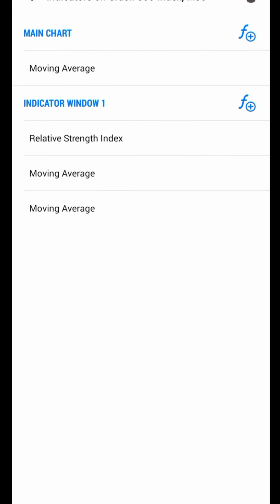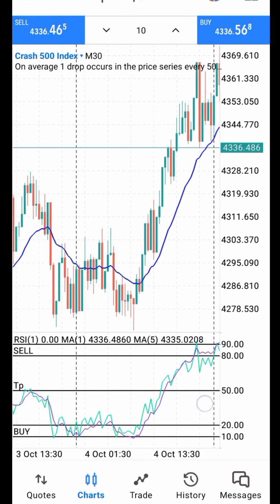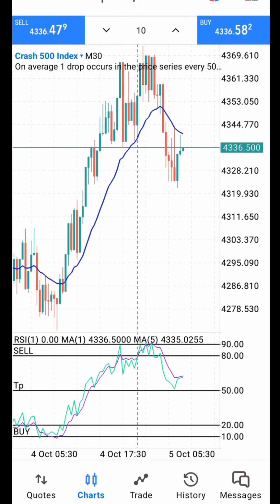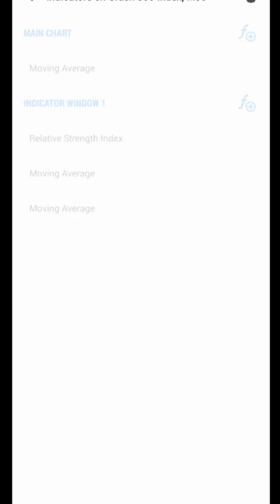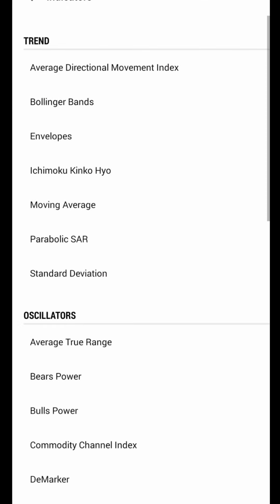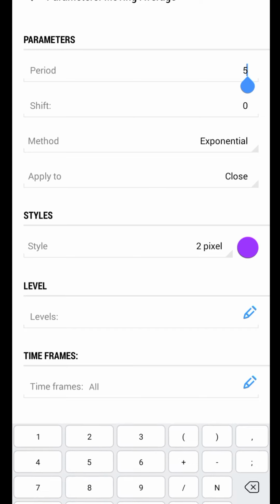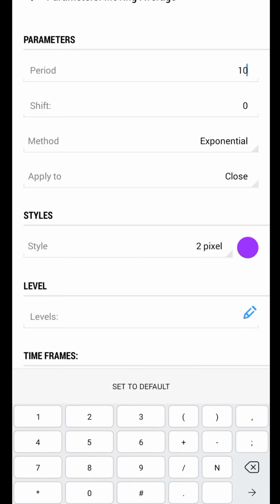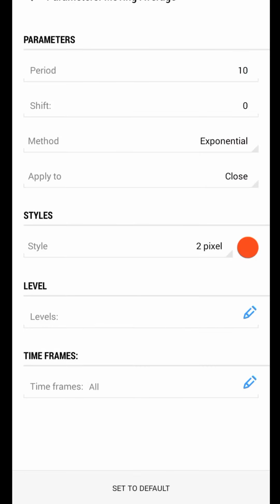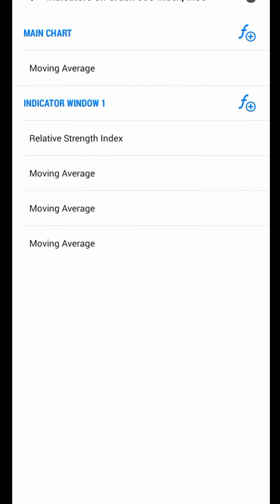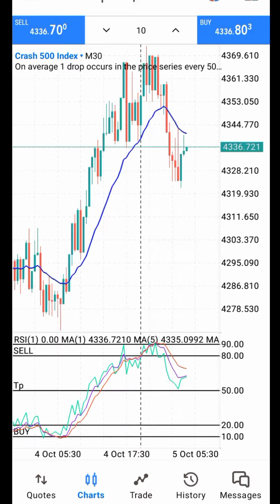Under this indicator window again, let's first look at if you have something like this. The remaining indicator to add under this indicator window: come back to the indicator, click on the plus, click on the moving average again. Then we need period 10 here. So choose a different color again, you can choose red, or any color of your choice. If everything is done correctly, you should have something like this on your chart.